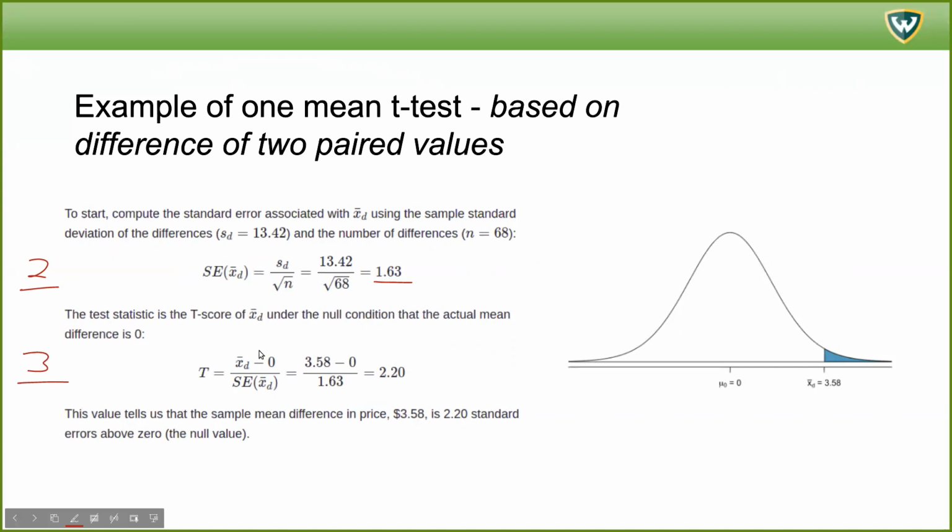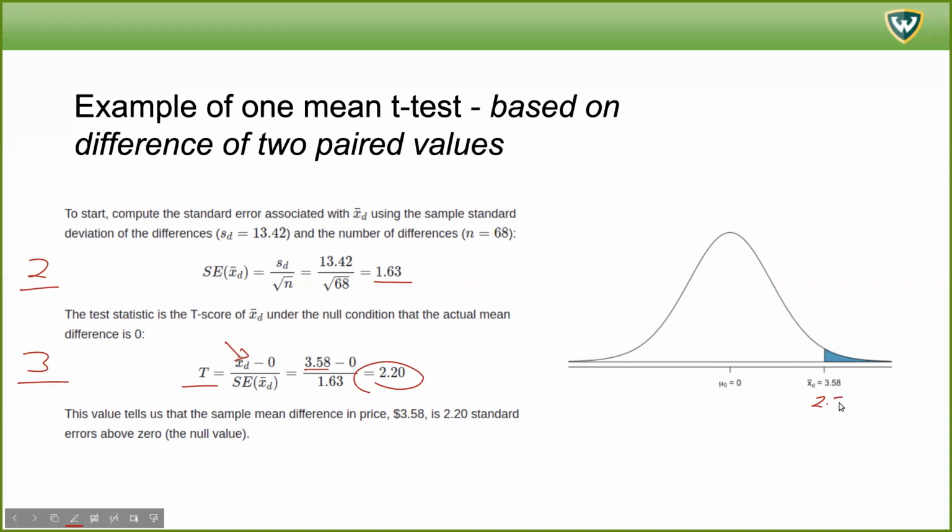So we use the standard error to help calculate the t-score, which is going to be the mean of our data minus 0, divided by the standard error. The mean of our actual data of the difference, UCLA minus Amazon, is 3.58, so it's greater than 0. Minus 0, divided by 163, is 2.20. So what is 2.20? Once again, it's the t-score. That means this value is 2.20 standard deviations, which is over here.